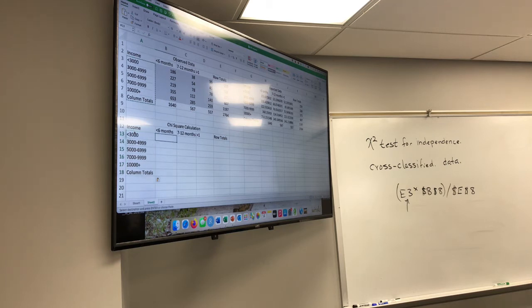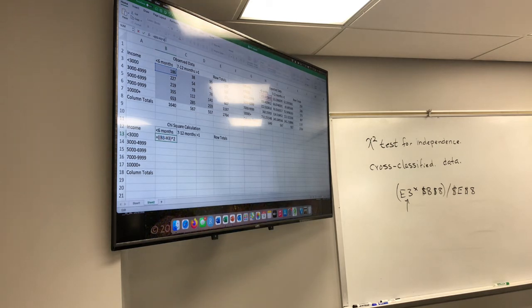Well, what is the chi-square? Well, the chi-square is equal to, and now give yourself two parentheses here, because what we have to do is the observed, which in this case is 186, minus the expected, which is 153.675, but then we have to square that. So use the caret symbol, and then we want to enclose all of that in parentheses and then divide by, once again, the expected, which is 153.67.